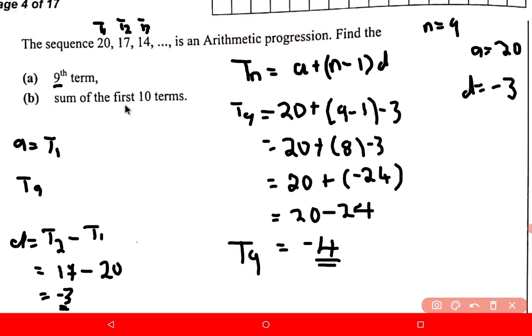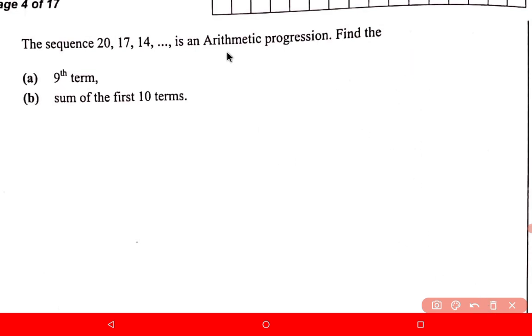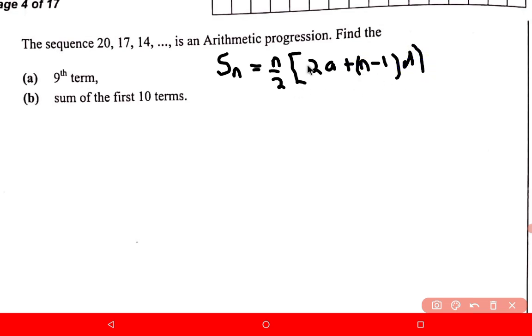The other question says find the sum of the first 10 terms. This uses a different formula, not this one. So let's look at what formula will work here. For the sum, we say Sn is equal to n over 2, you open large curly brackets, then 2a plus (n minus 1) d. So the formula is a bit similar, so you need to memorize these formulas.